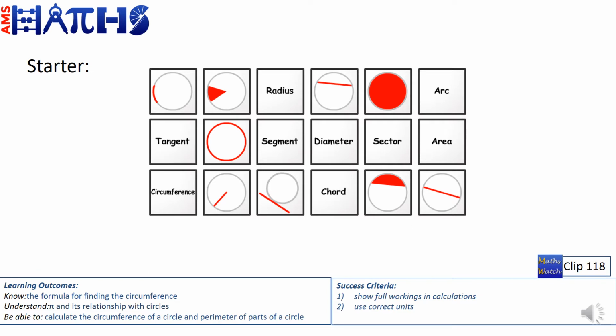Here's our starter. I'd like you to pause the video and spend no more than 10 minutes completing this activity. Now what you'll need to do is match the word with the picture. Just write down the word and then sketch the picture that matches it in your book. Once you're finished, resume the video to check your answers.